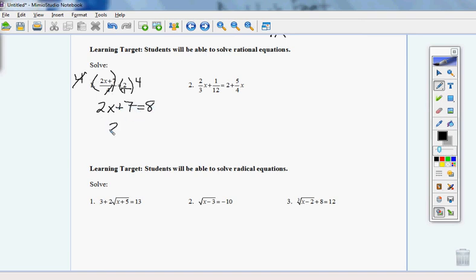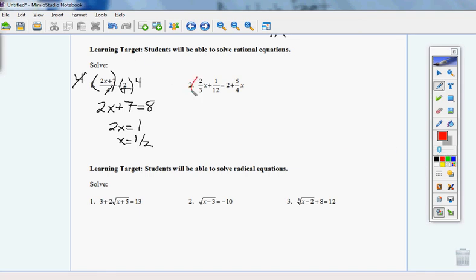Okay? So we're going to have 2x equals 1. We subtract 7 from both sides, and x is going to equal 1/2. Okay, so looking at problem number 2 here, I'll give you a second. Think about the common denominator. Okay, did you get 12? Well, if you got 12, then it's okay. I'm going to try to completely get rid of fractions.